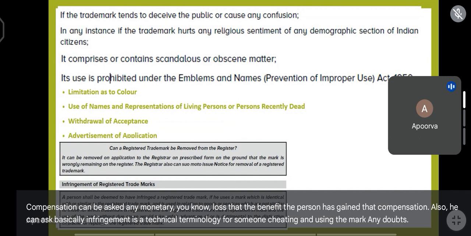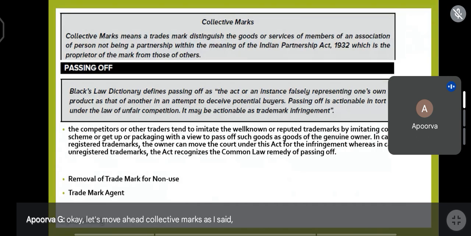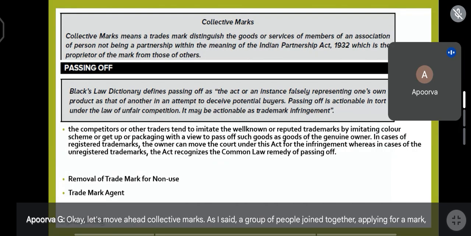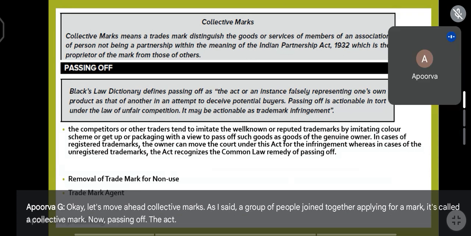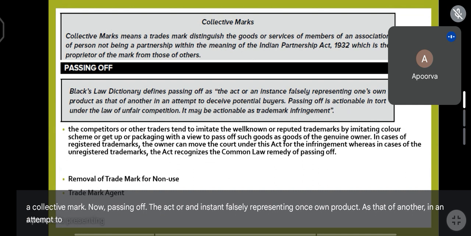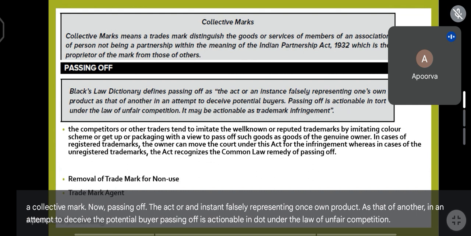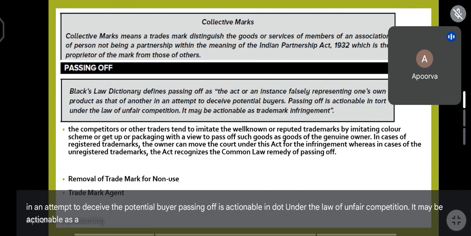Collective marks, as I said, is when a group of people join together applying for a mark. Now, passing off. Passing off is the act or instance of falsely representing one's own product as that of another in an attempt to deceive the potential buyer. Passing off is actionable in tort under the law of unfair competition. It may also be actionable as trademark infringement.